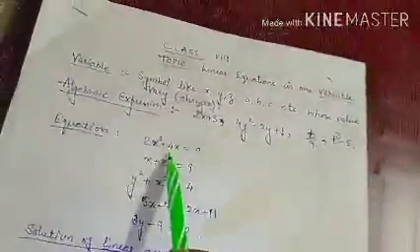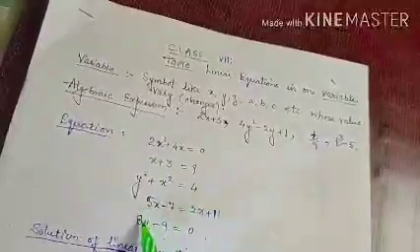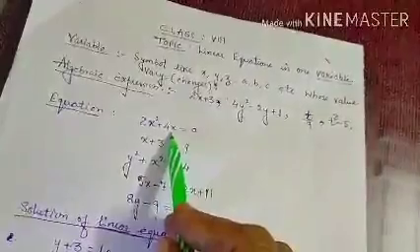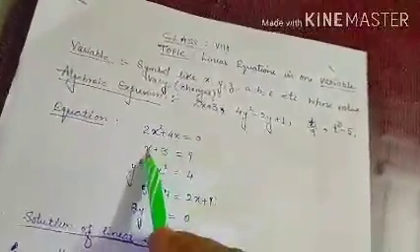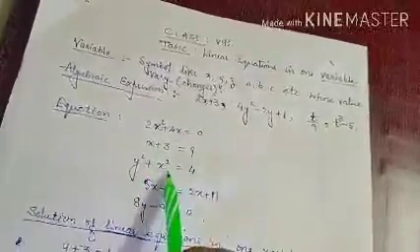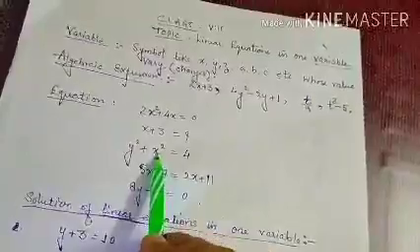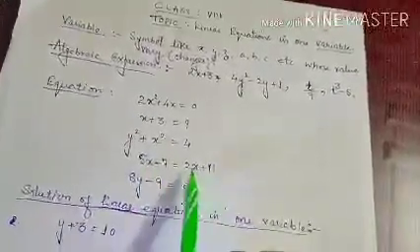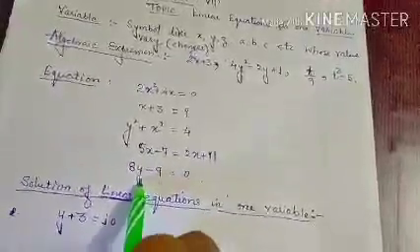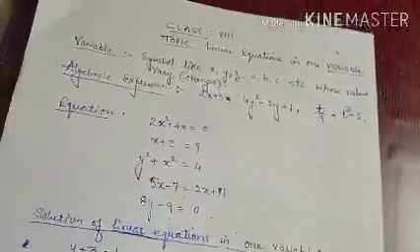Now, in these equations, in the first equation we have a single variable. The second also is in the single variable x. In the third, we have two variables used, x and y. In the fourth, we have again a single variable, and here also is a single variable y.